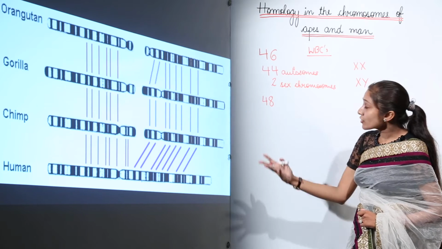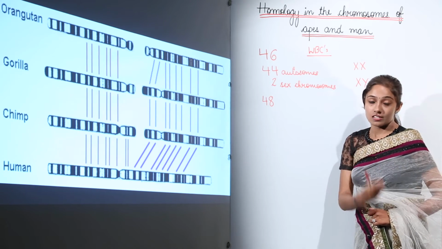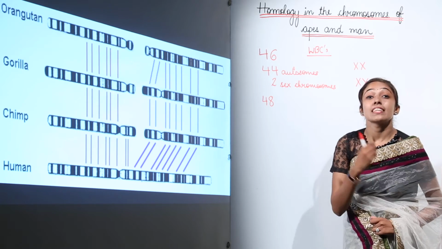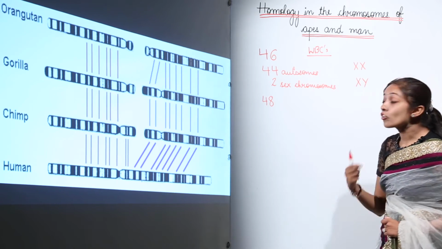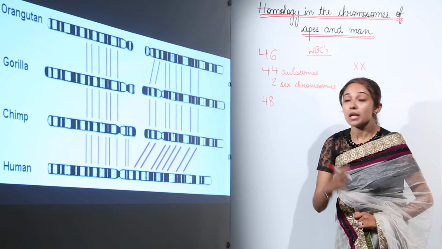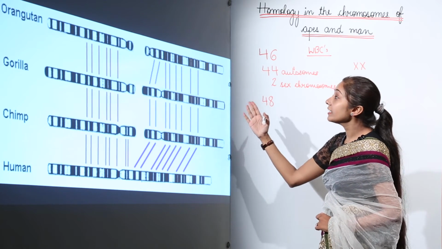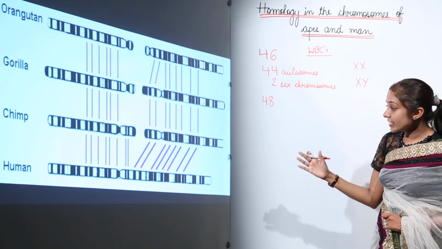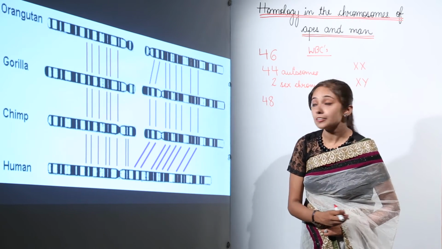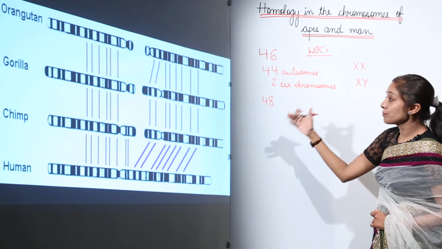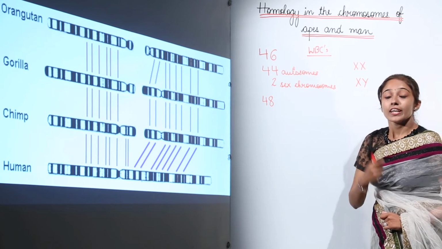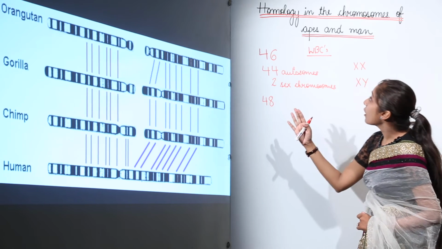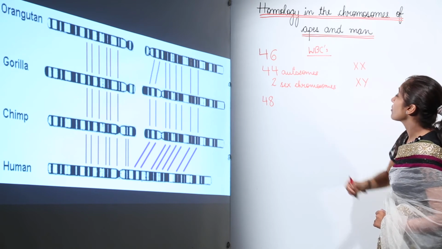So, as a whole you can say that it is a possibility that apes and man have a common ancestor, right. It has been proved because of the similarity in the banding pattern of these chromosomes. So, as you can see, because of the similarities, it has been concluded that apes and we all have a common ancestor. So, this is about the homology in the chromosomes of apes and man.